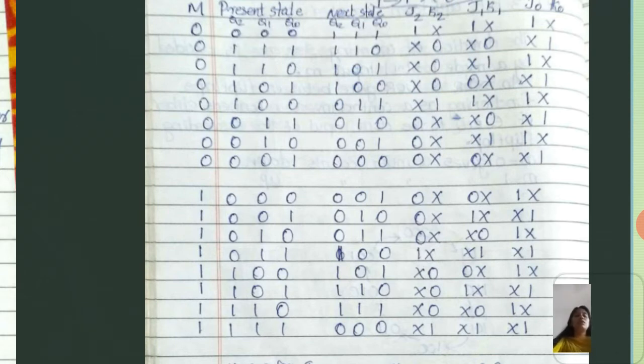Okay, moving on to the output section of this state diagram, next state table. You can see the value of j2 and k2. You can see j1 and k1 and j0 and k0 is there.